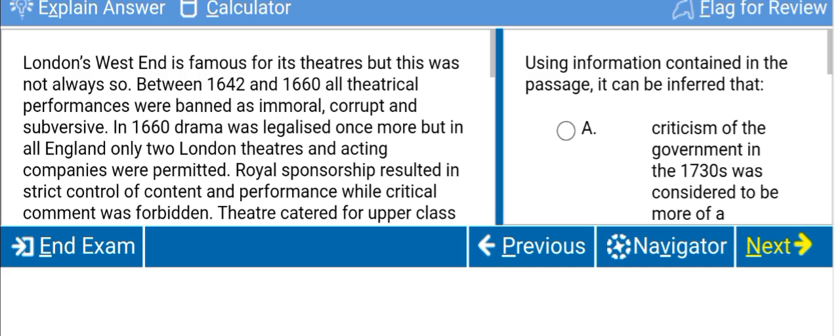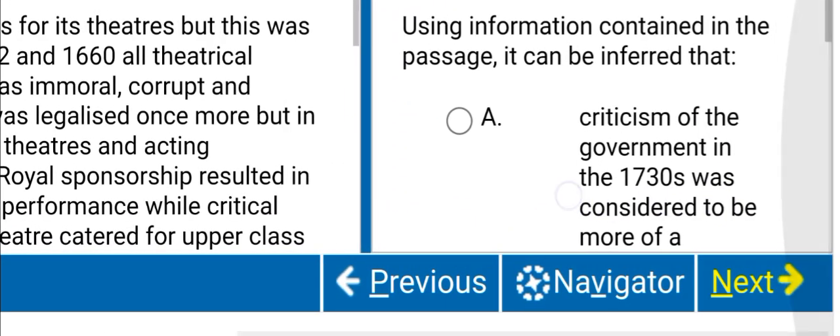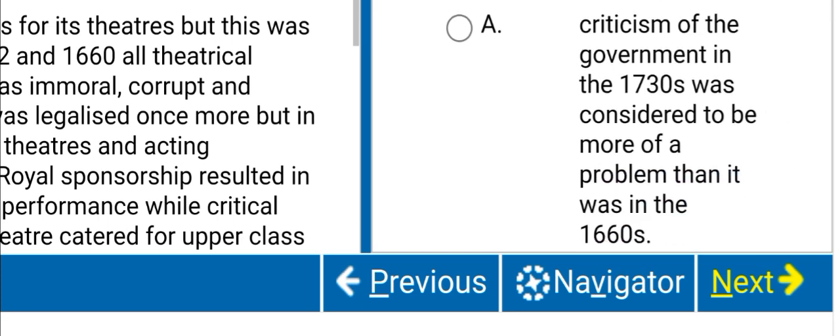Next we have question number 20, which is: using information in the passage, it can be inferred that option A, criticism of the government in the 1730s was considered to be more of a problem than it was in the 1660s.